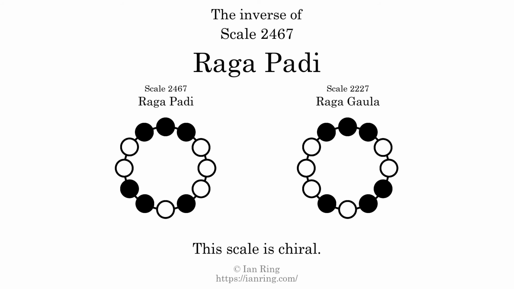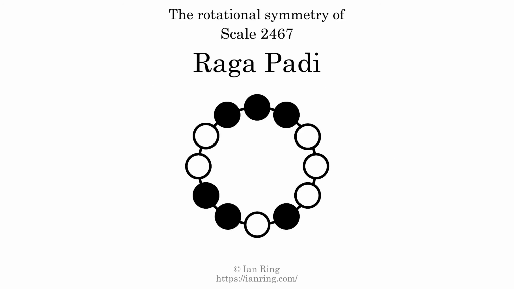The inverse of a scale is a mirror image. It is what you get when the sequence of intervals is reversed. The inverse of this scale is scale 2227, also known as Raga Padi. This scale is chiral. It cannot transform into its inverse by rotational transformation. This scale has no rotational symmetry.